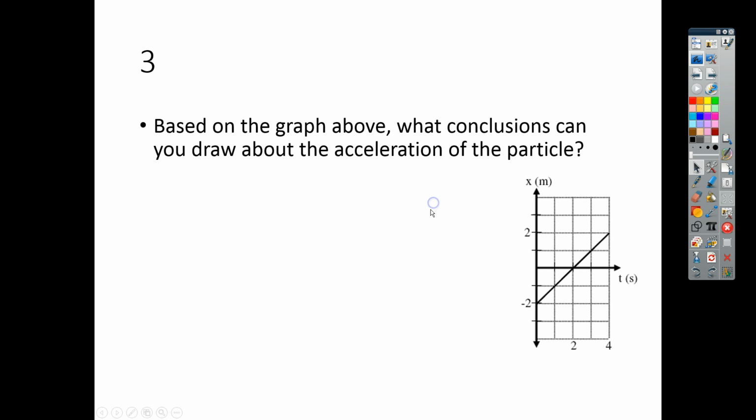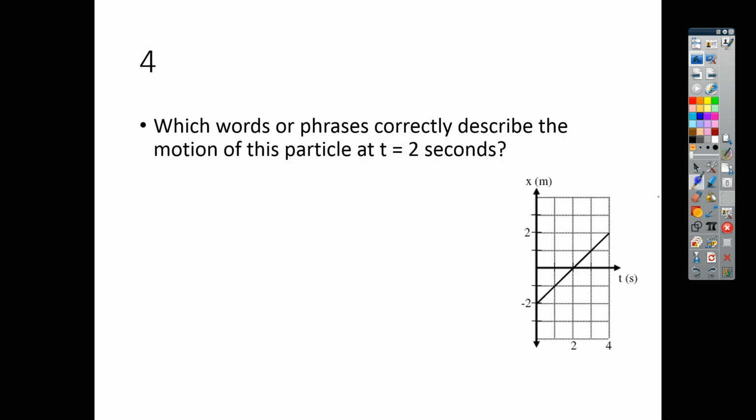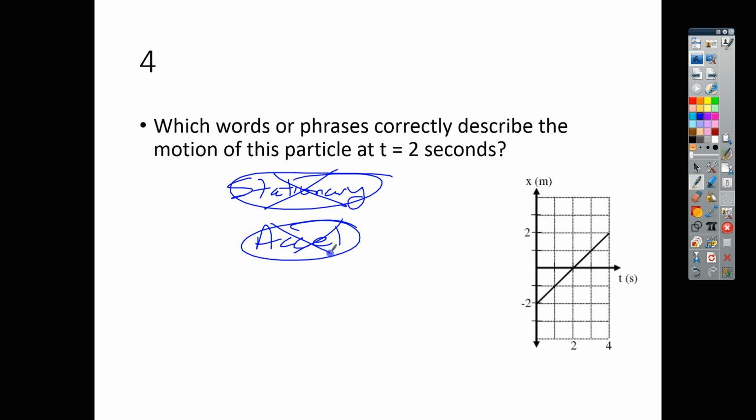For number 4, we're going to use the same thing one more time. Which of the phrases or words correctly describe the motion of the particle at t is equal to 2 seconds? So this particle, if you look at it at 2 seconds, basically what it's doing is it is not stationary. So that was one of the answers. It's not sitting still. We knew that it's moving. We looked at that last time. We know it's not accelerating, so we don't have to worry about it. It's moving in the positive x direction. So you'll notice that it is moving in the positive x. Okay?